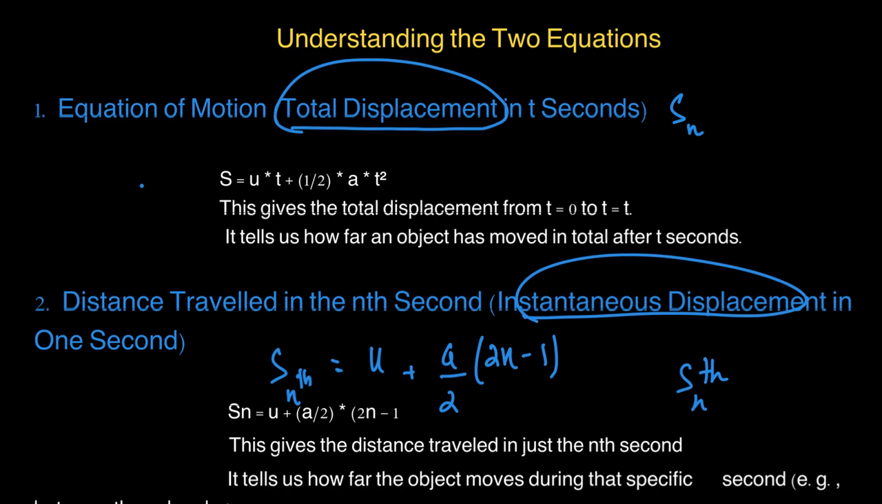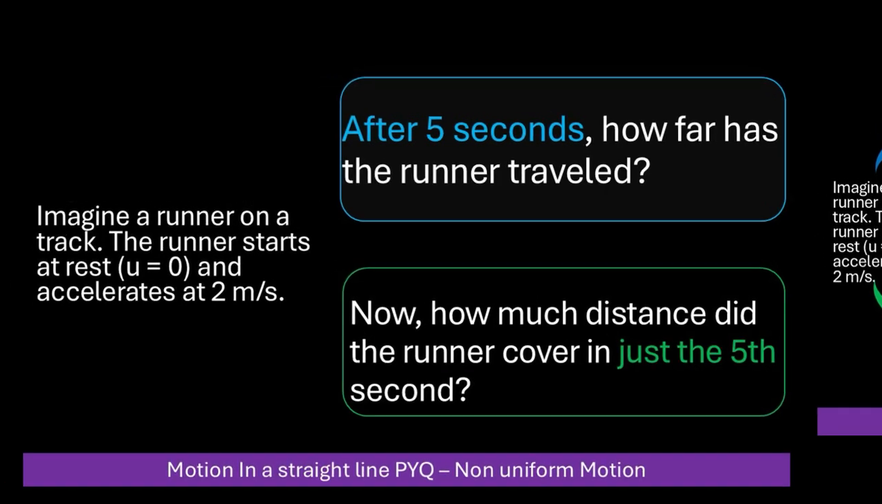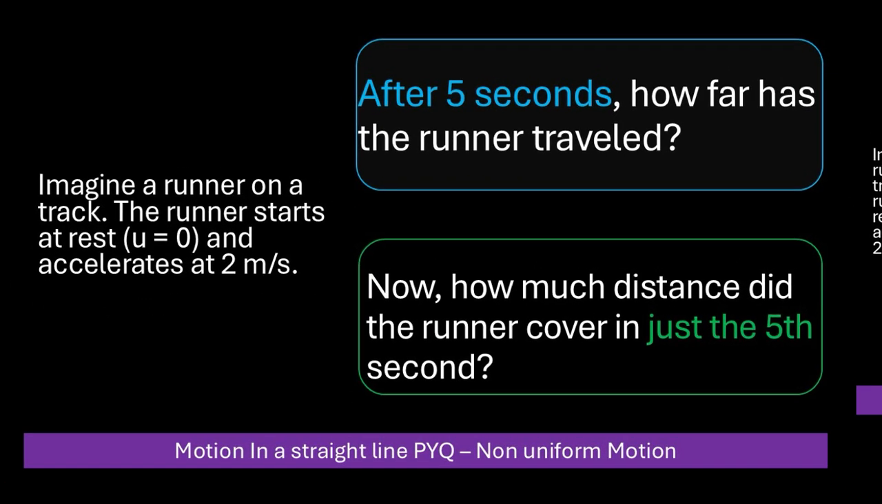Okay. We'll go one step deeper to understand the difference between these two. So if we consider an example where we imagine a runner on a track, the runner starts at u is equal to 0 and he is accelerating. Now again, what kind of acceleration? Uniform acceleration, because we're not discussing non-uniform motion. So we are imagining a runner on a track having uniform acceleration starting from rest. The question here is, after 5 seconds, how far has the runner traveled?